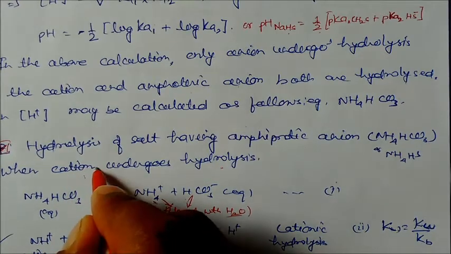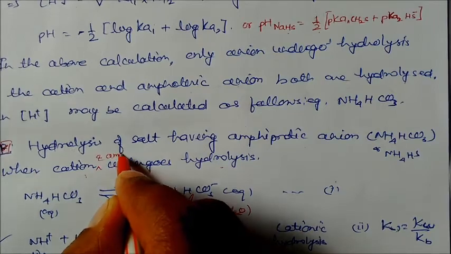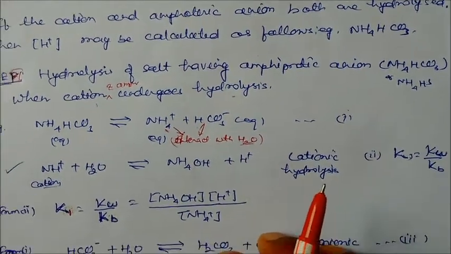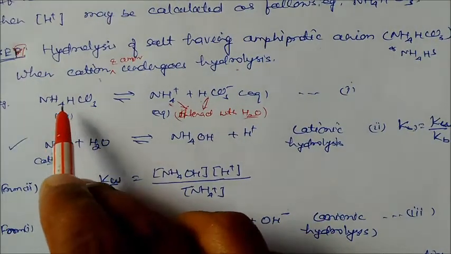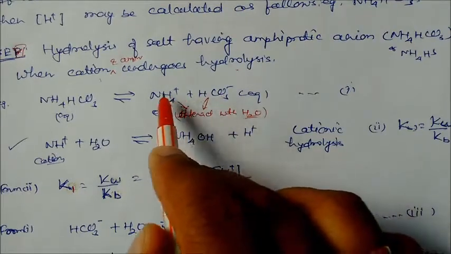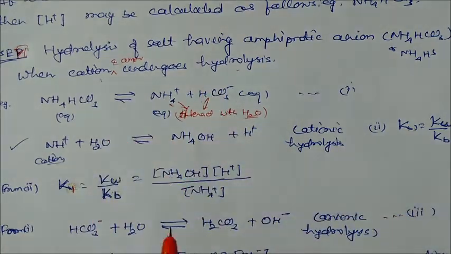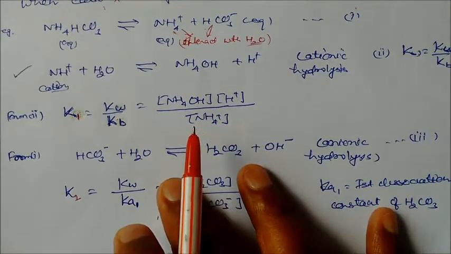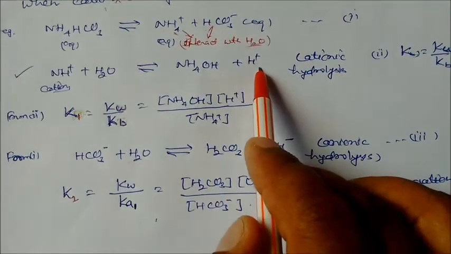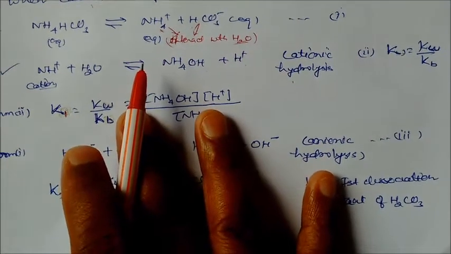So both undergo hydrolysis. We can see the example of ammonium bicarbonate. In water, it will dissociate into ammonium ion and bicarbonate ion, and both will react with water. So let us see one by one. When the ammonium ion reacts with water, it will form ammonium hydroxide plus H plus. This is called cationic hydrolysis, so K equals Kw by Kb.